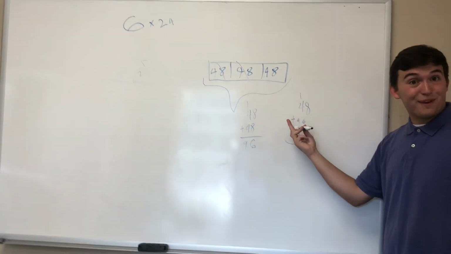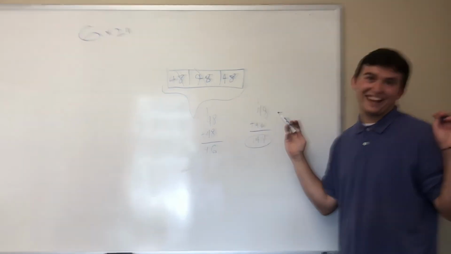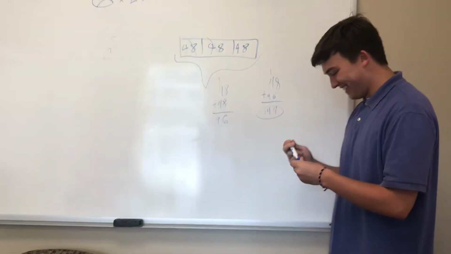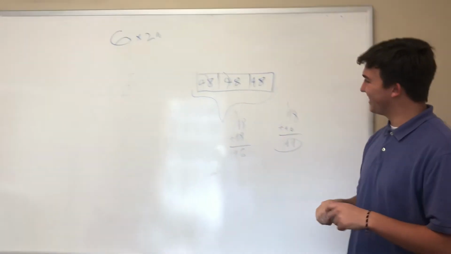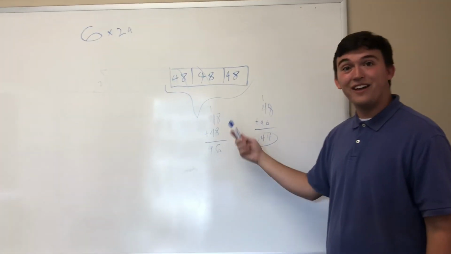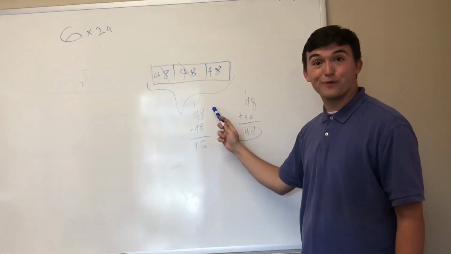Now, you don't need to use the bar model. 144? 144. Guys, it's a Monday. Wow. You guys don't have to use the bar model, but if you ever have a tricky problem like 6 times 24, the bar model is a very good way to visualize it.